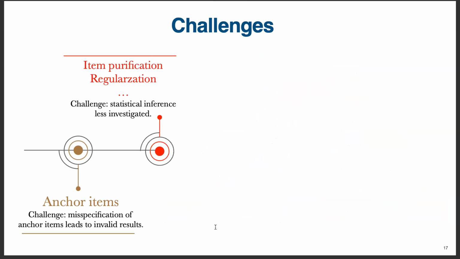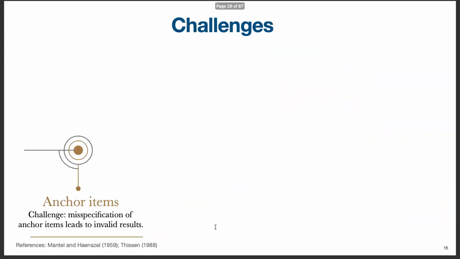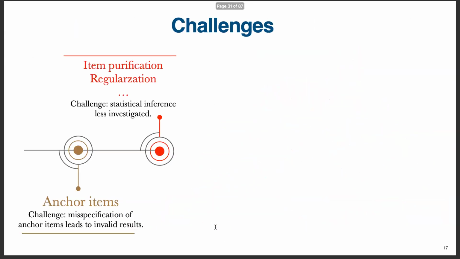Another type of method, without assuming we know the anchor items, is regularization. If you go back to the problem itself, essentially we have a regression problem where we want to identify which betas are zero or not. So it's a sparse learning kind of problem. Just add a penalty, an L1 penalty for instance, on beta and use the sparsity structure in the estimation. That's also a method people use.